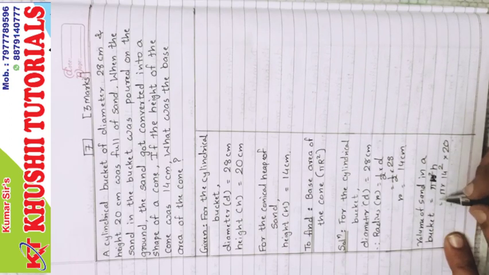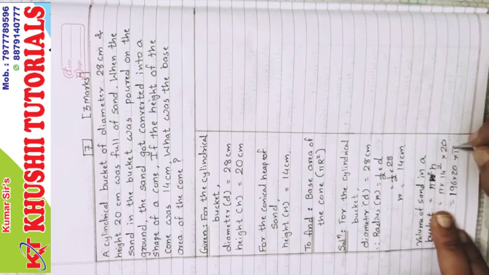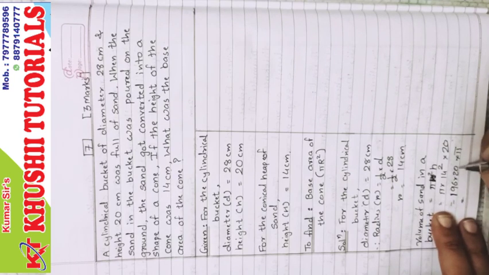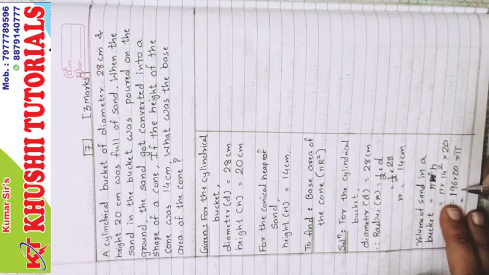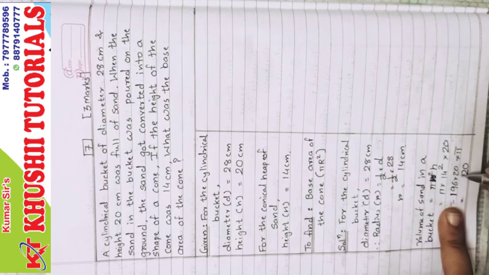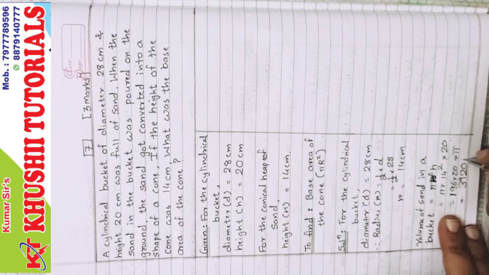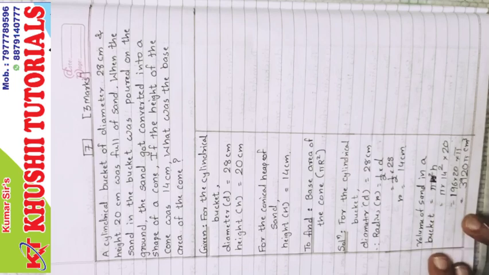So volume of sand in a bucket is 14 square, that is 196, into 20 into pi. So 196 times 20, that gives 3920 pi centimeter cube. That is the volume of the bucket.